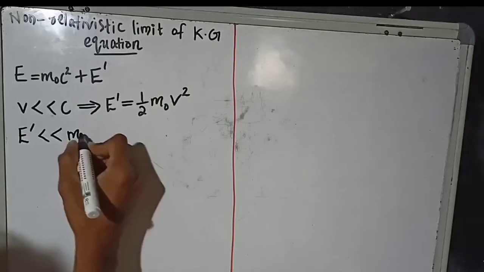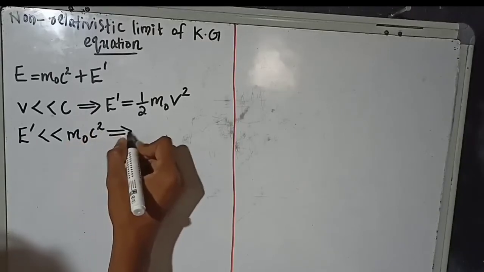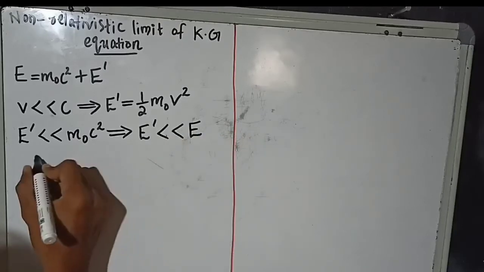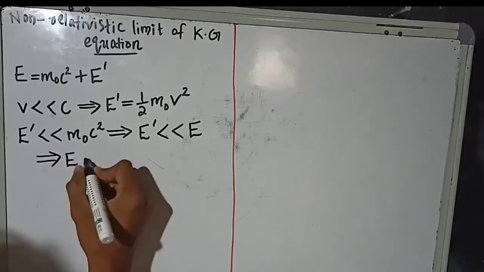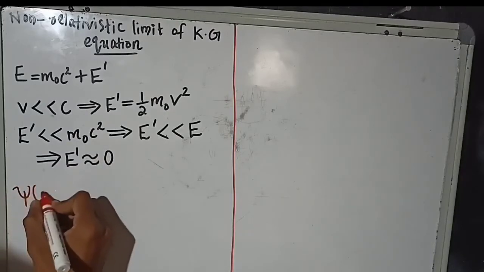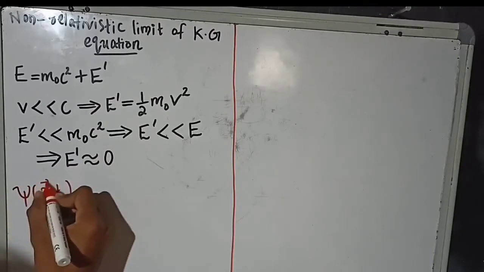If E dash is only the kinetic energy, then this E dash is very small compared to the rest mass energy. So we can write E dash is very much less than the total energy. This symbol means E dash is negligible. This is called the non-relativistic limit.